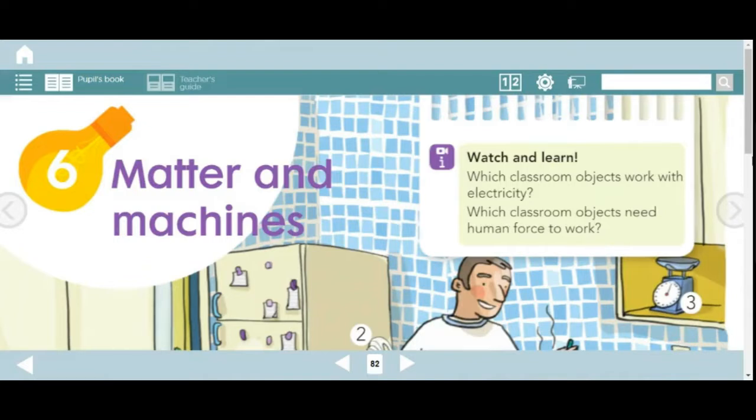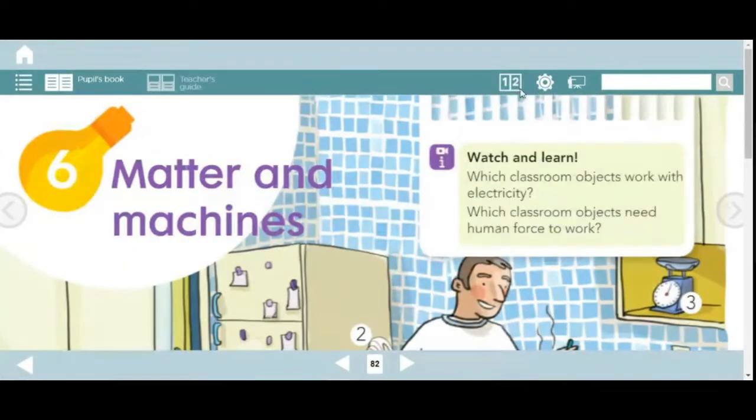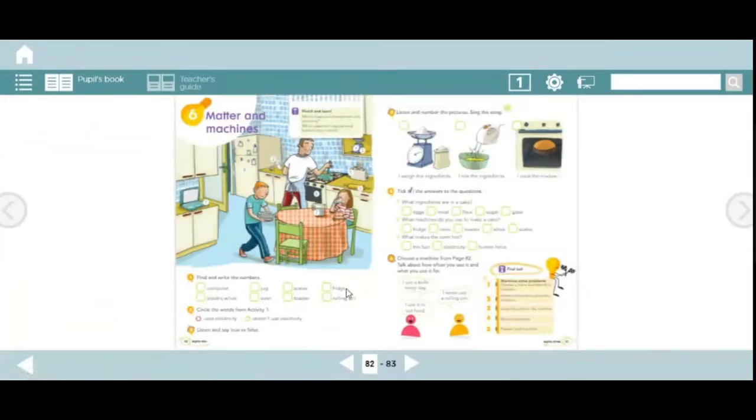And in this unit, we are going to talk about machines. We are talking about a sharpener or a stapler. They are machines. Now, the second thing you have to do is look at the picture, the whole picture.